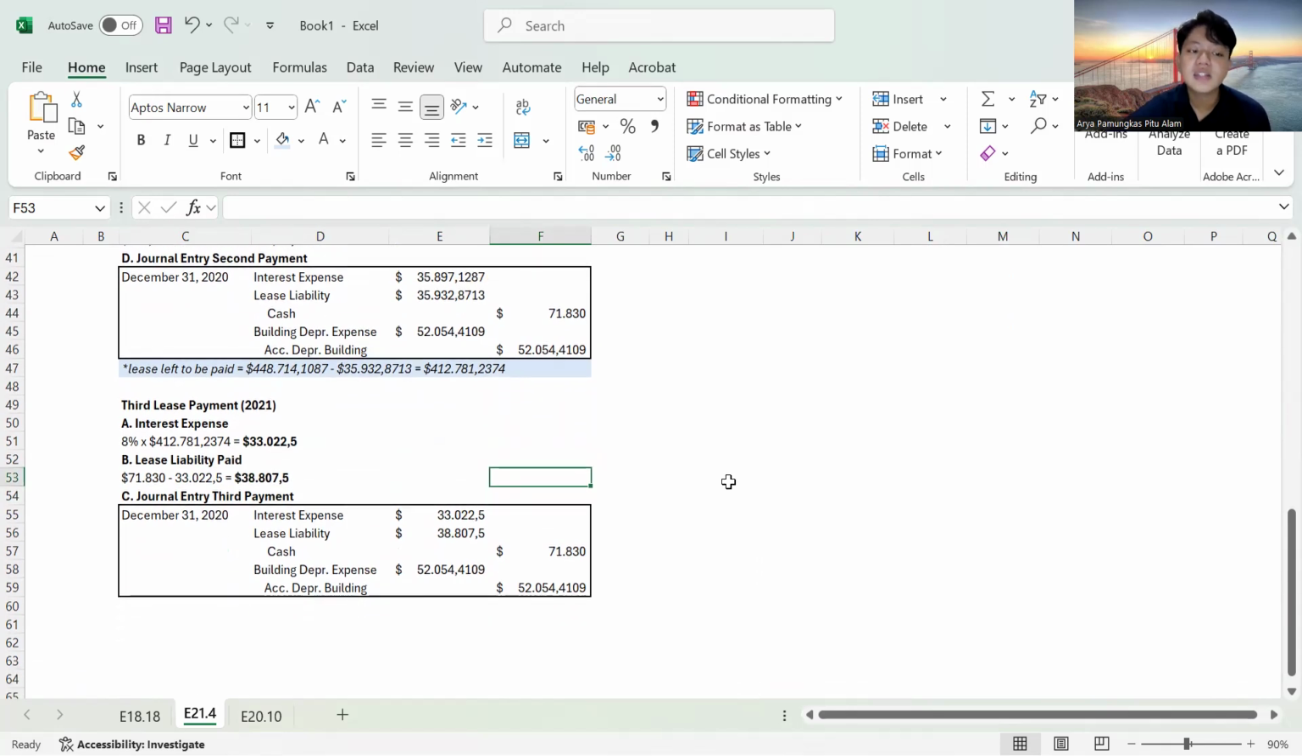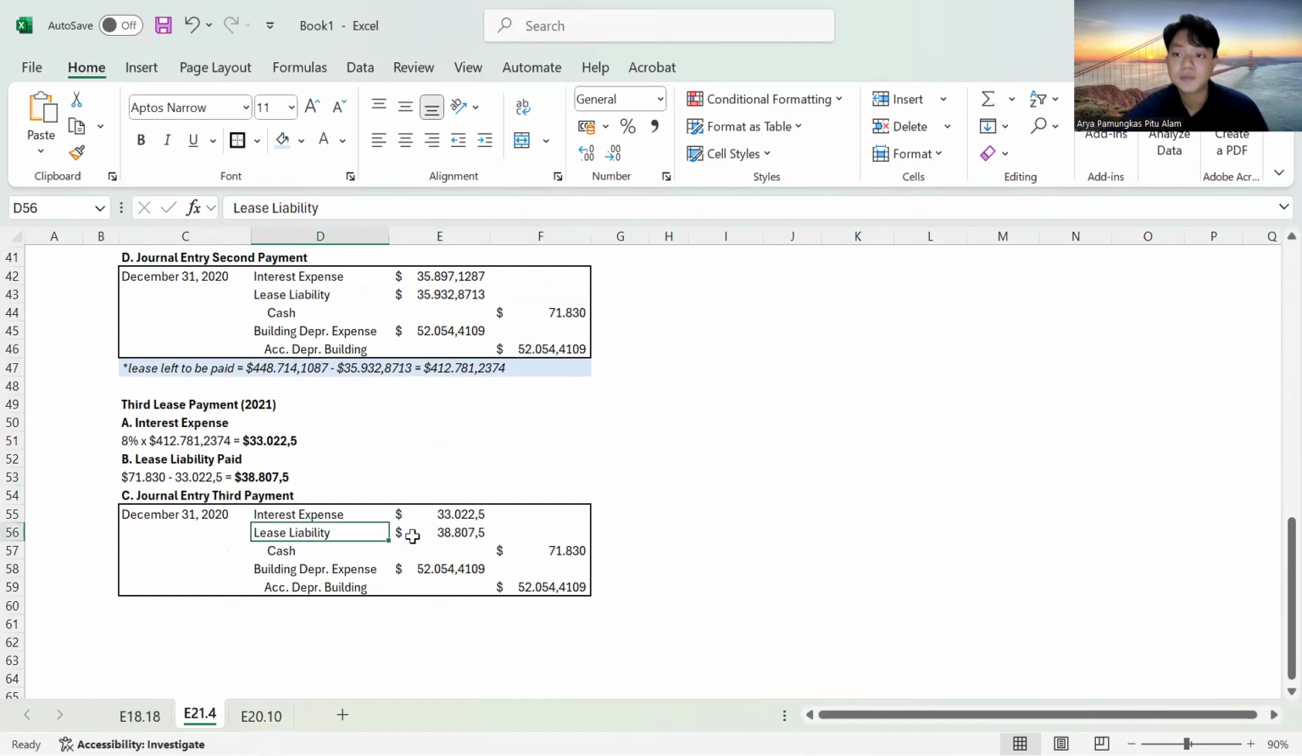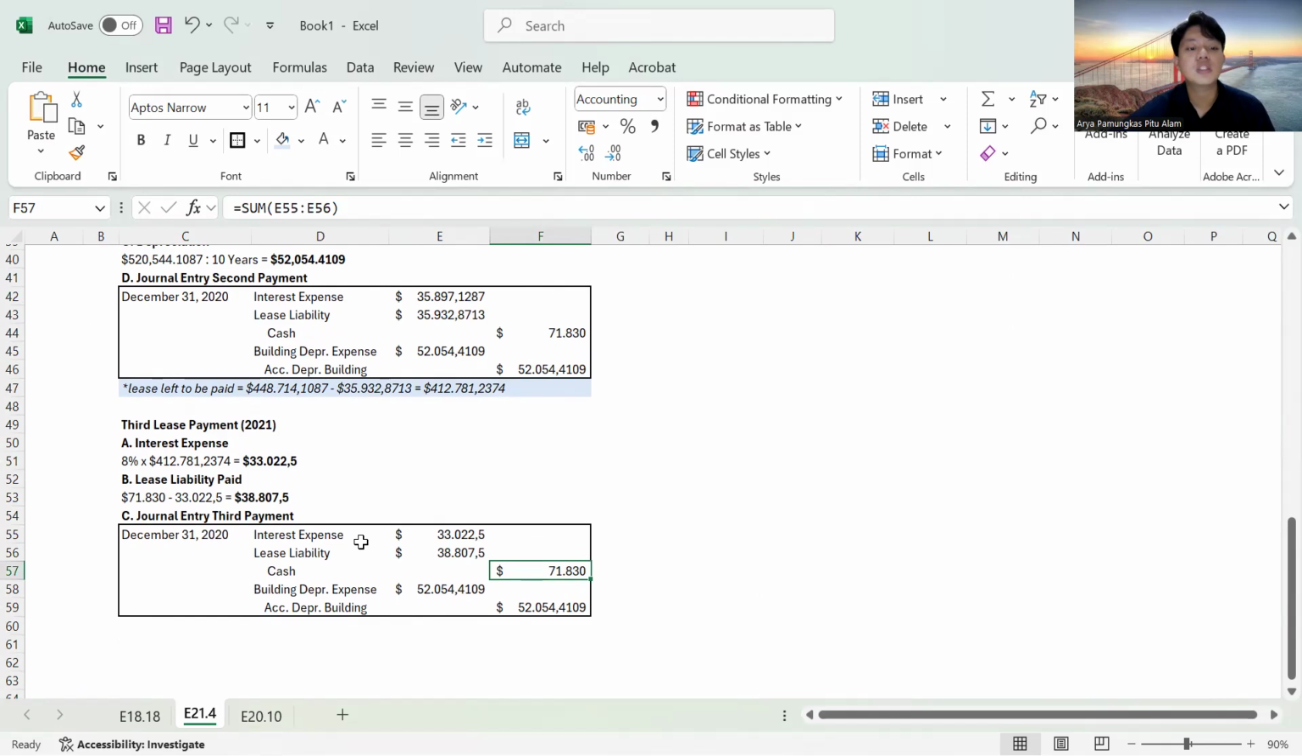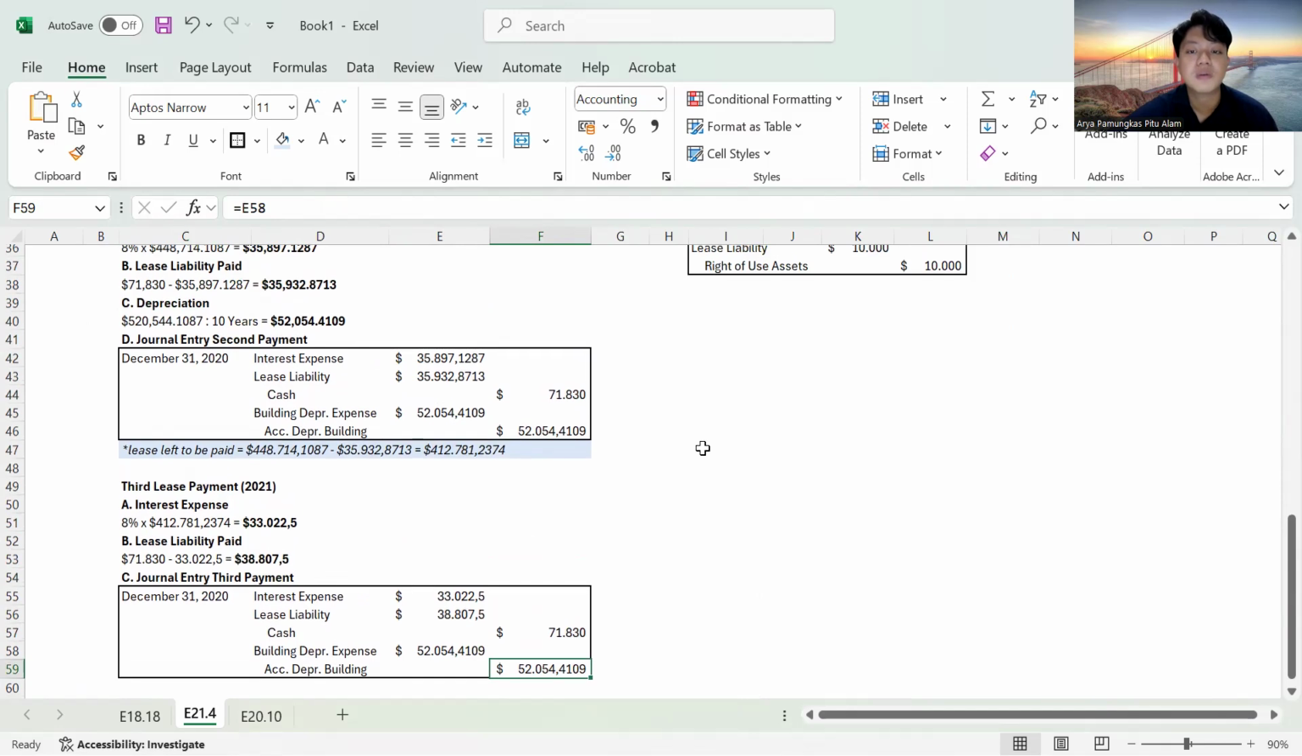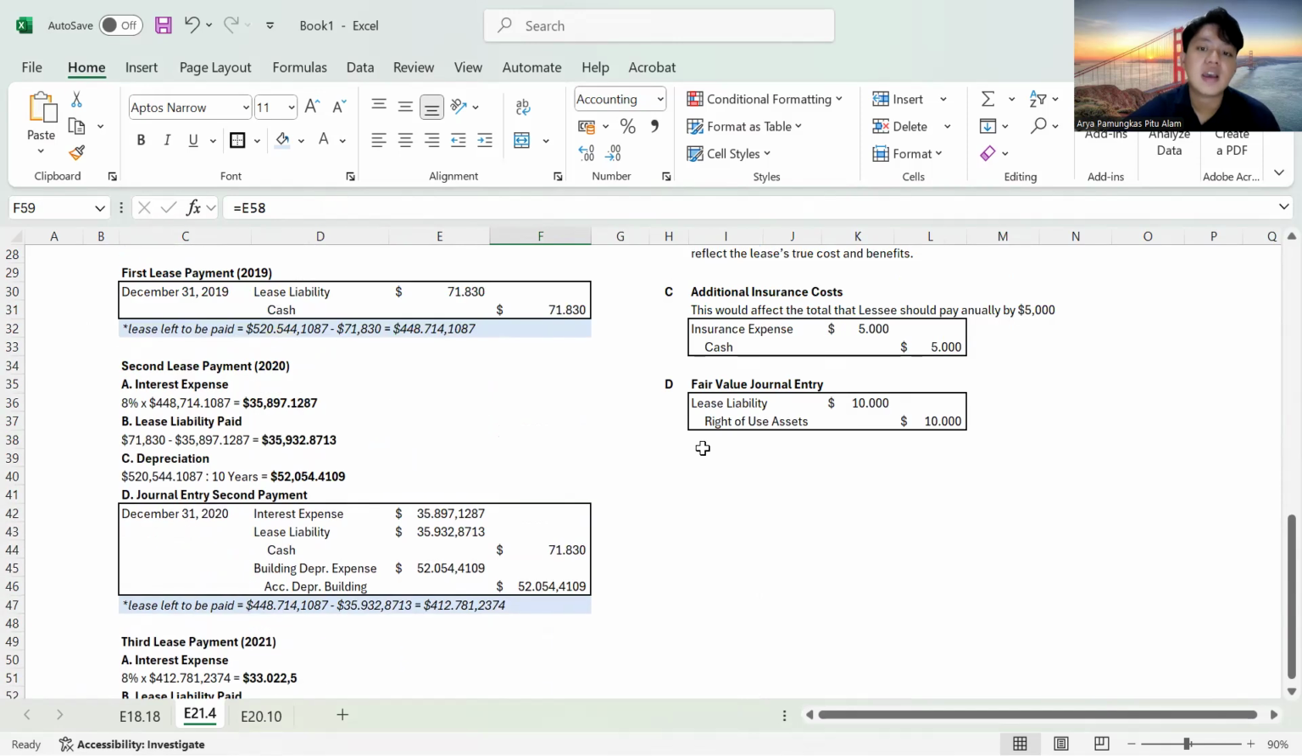And then here is the journal entry. So it would be interest expense for this amount on the debit, and then lease liability for this amount on the debit, and last is cash on the credit for this amount. And don't forget to always put the building depreciation expense and accumulated depreciation buildings on the debit and credit for this amount, since it's going to be counted every year.